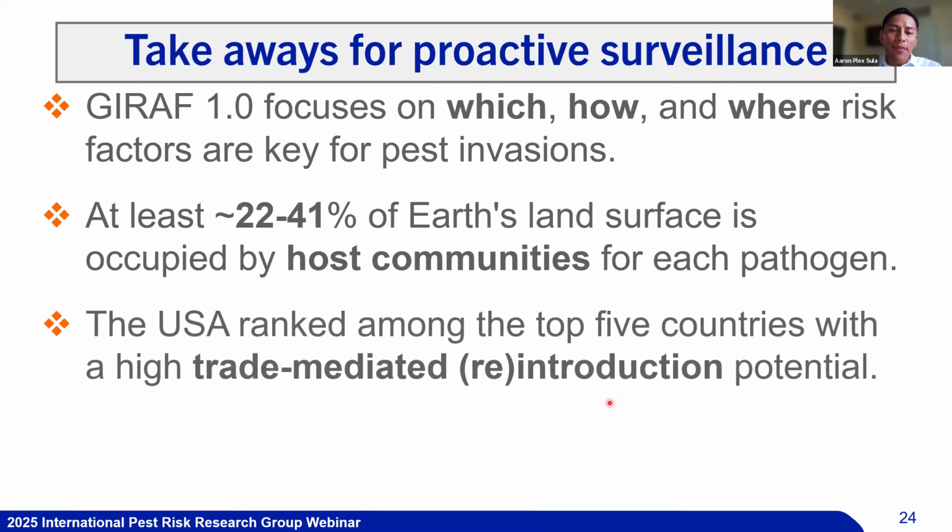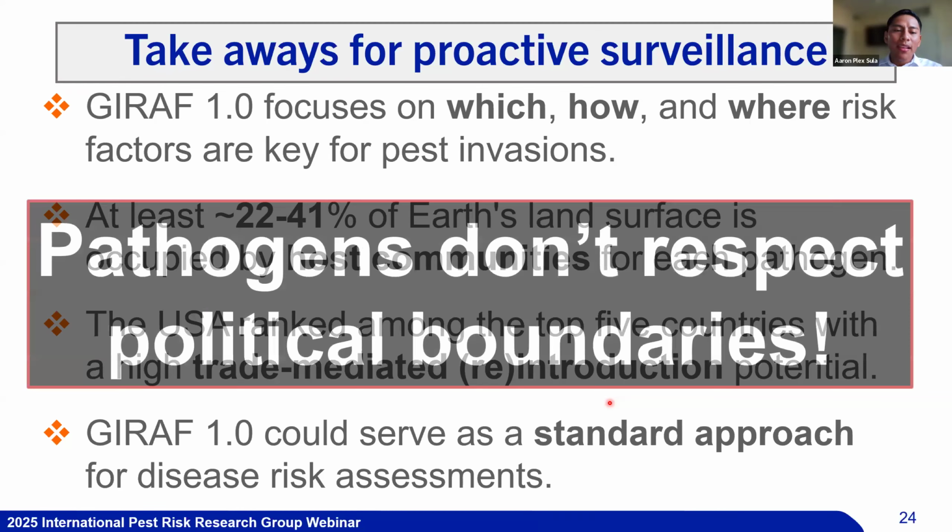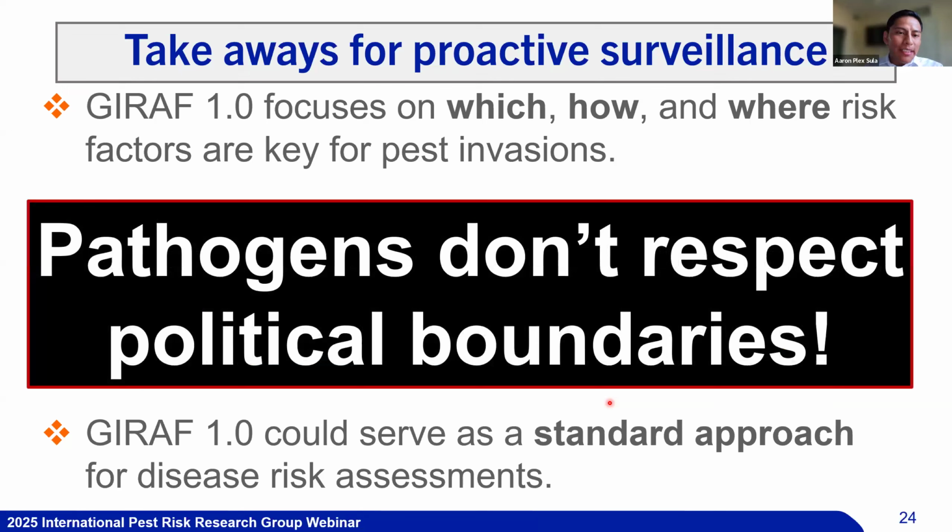The United States ranks among the top 5 countries with a high trade-mediated introduction potential for each of these pests. And GIRAF could serve as a standard approach for pest risk assessments, whether including other additional variables or not. But the most important message for this type of analysis is that pathogens don't respect political boundaries and travel internationally without the need of a visa.